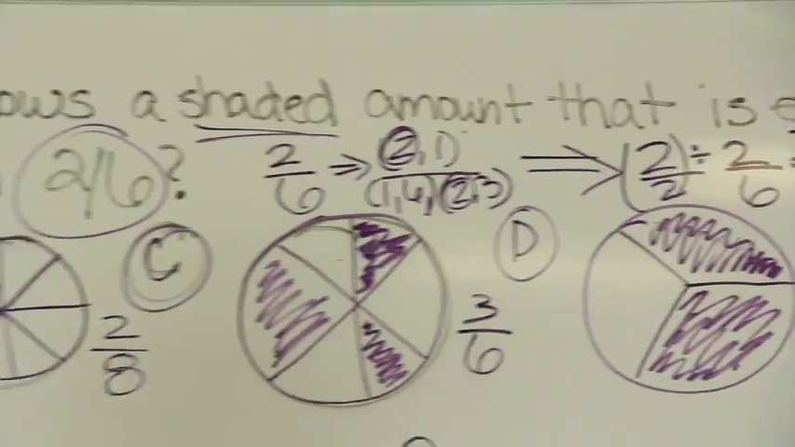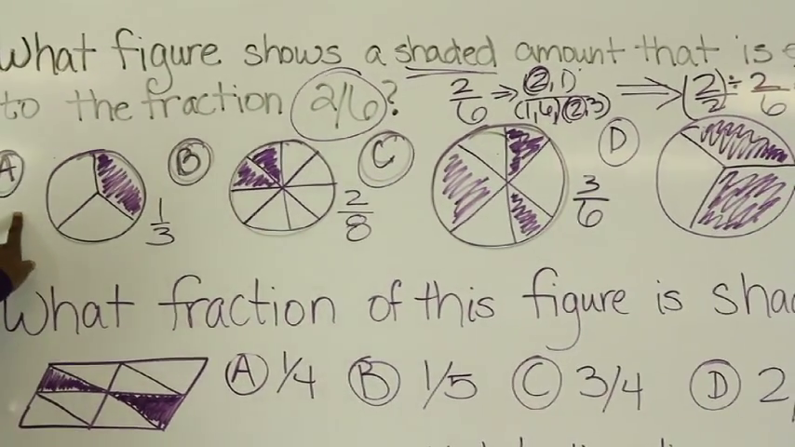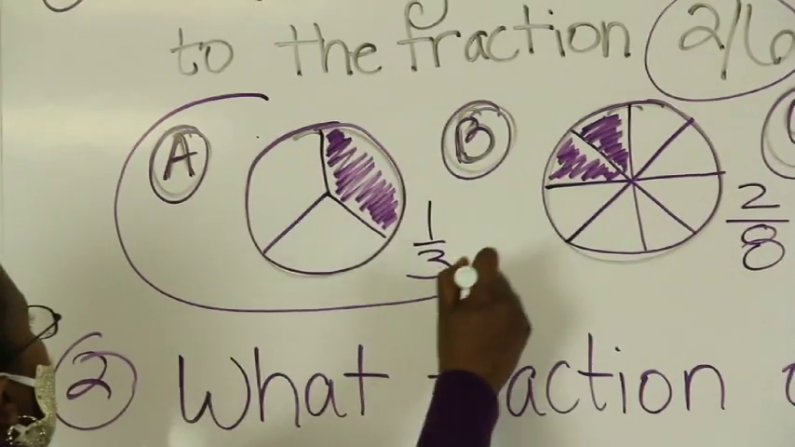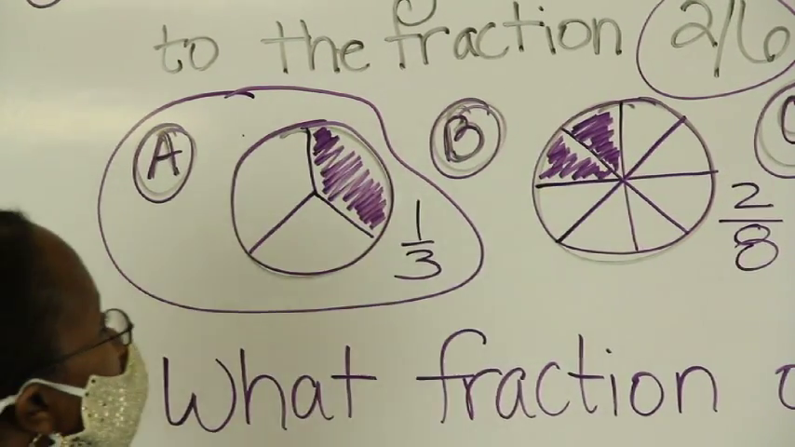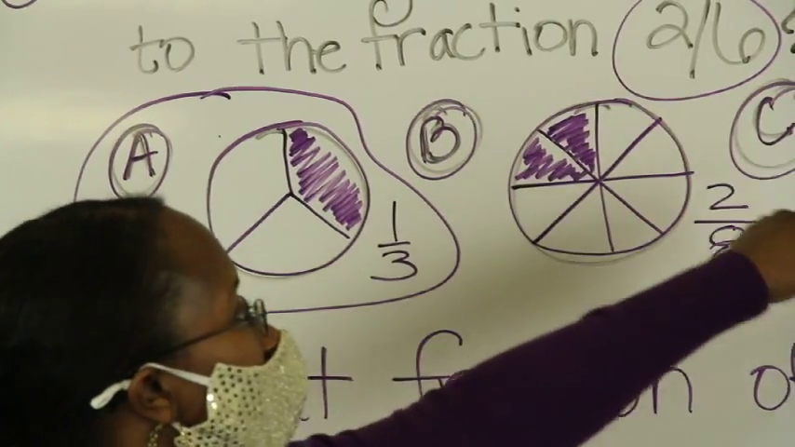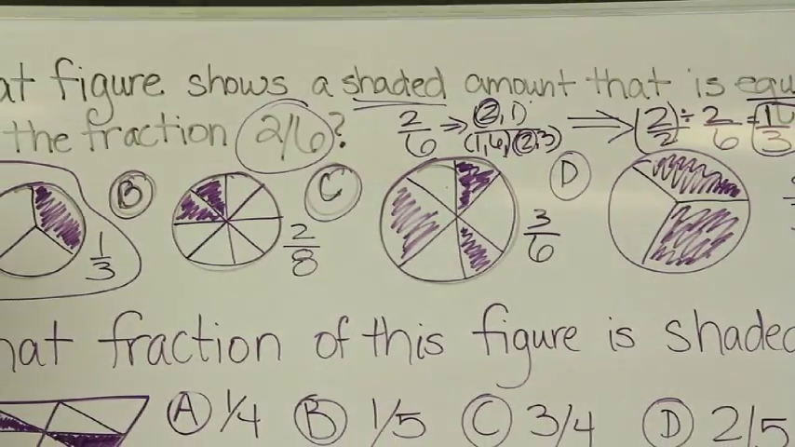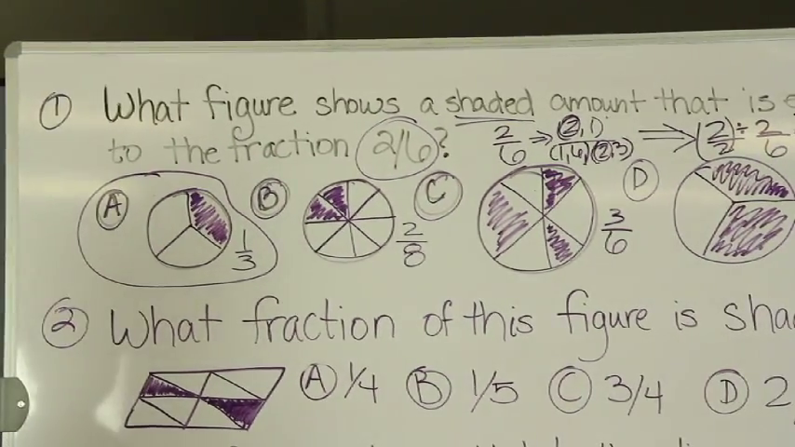Do we have any that's a third? And we do. So we can come over here and find this as our answer. Because if you reduce 2/6, it becomes 1/3. And we have A with 1/3 shaded.